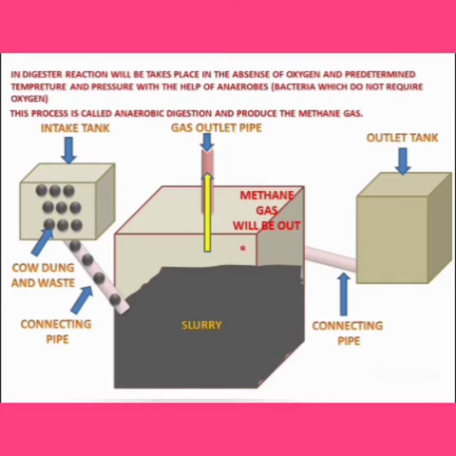Now after the making of gas, the waste goes towards the outlet tank and it is collected there. This waste is used as a fertilizer. So finally this waste is used as a fertilizer.